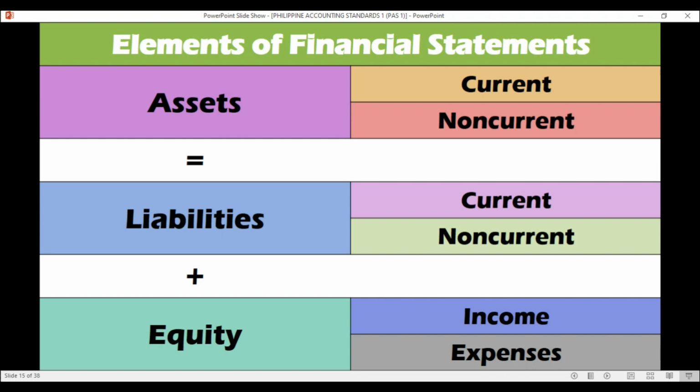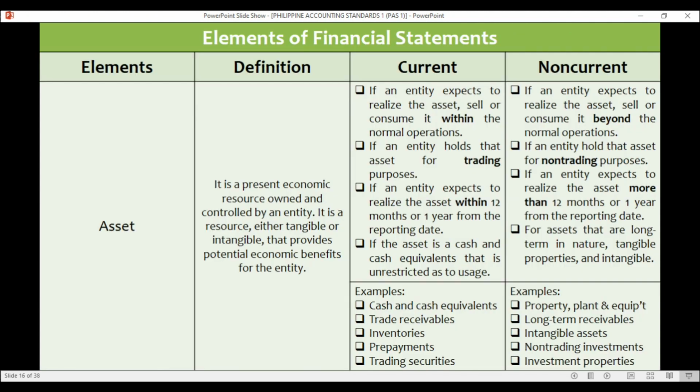So to discuss, we have first assets. The definition of an asset: it is a present economic resource owned and controlled by an entity. It is a resource either tangible or intangible, meaning whether it has physical substance or not, as long as it is a present economic resource controlled by the entity, owned and controlled, it should provide potential economic benefits for that entity.